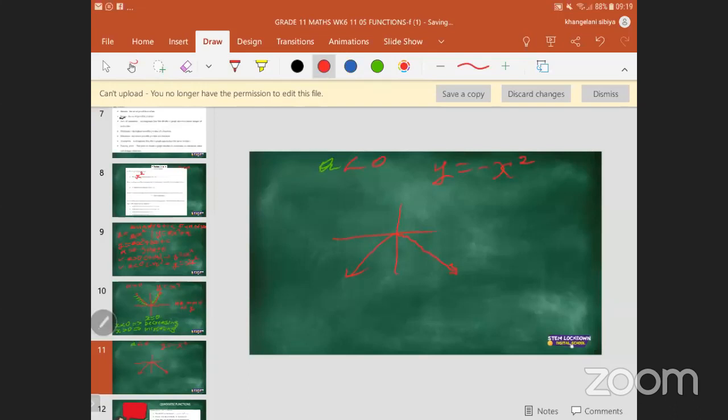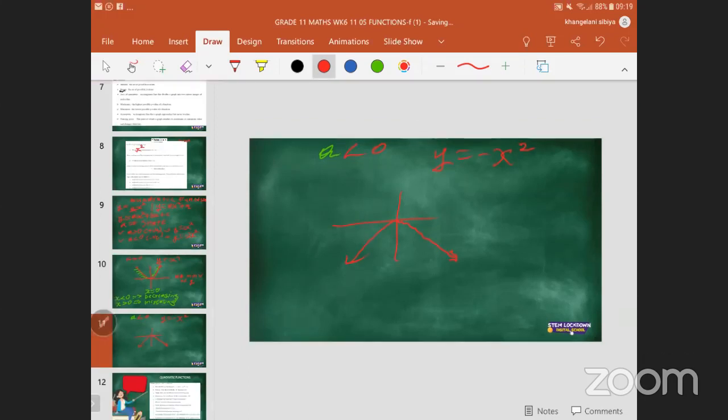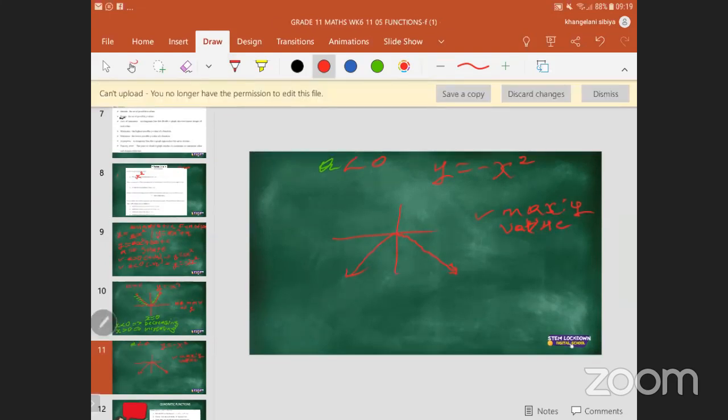Okay, right, and you can see that this is a sad face, we call it a sad face. But what is important here is the y value of the turning point. The y value of the turning point is at what? It's at maximum. Right. But again, we can go back to what we did last time.